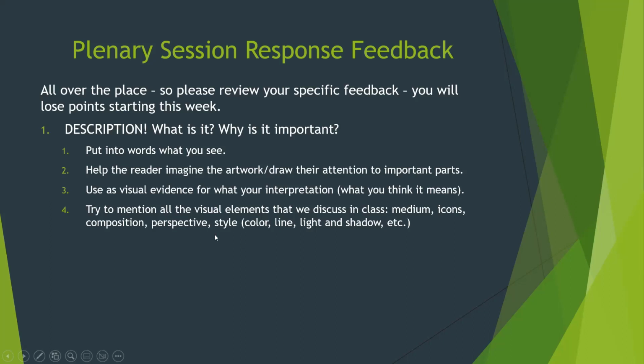We do go over all of these for particular artworks, although we didn't last week. We go over these different aspects of the visual elements, if you remember from the visual analysis module. So make sure you mention something about each of these things. That's really the easiest way to do the description. Did I say what the medium is? Did I mention what the icons are, what they're doing? Did I talk about the composition a little bit? Did I talk about the perspective, the style, so the colors, the line, the light and shadow? Does that make sense?